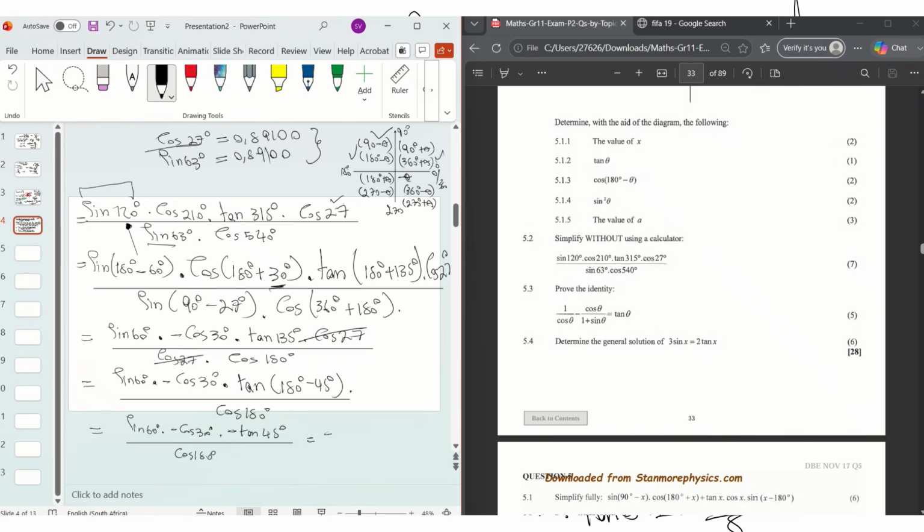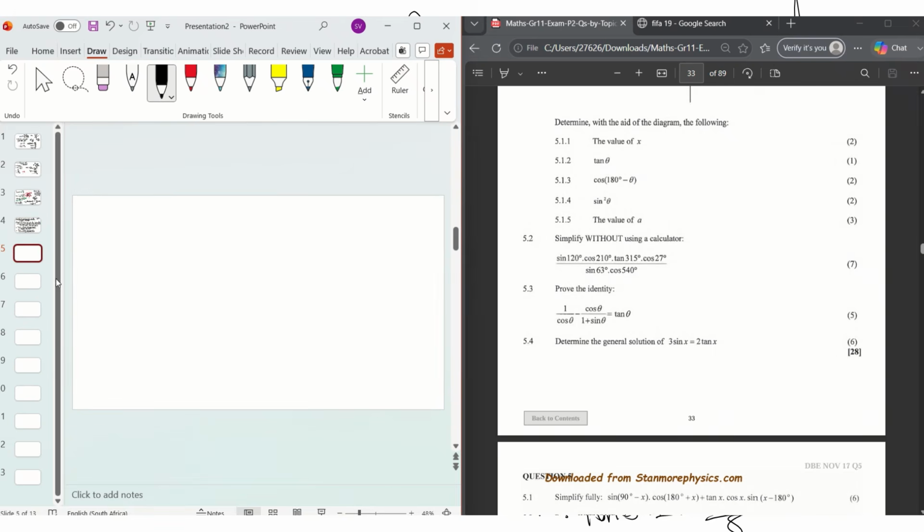So we have negative 3 over 4. Don't forget, guys, our special angles: we have 0, 30, 60, 45, 90, 180, and 360. Those are our special angles, guys. Don't forget. So that is it for 5.2. Now let's go to 5.3, proving the identity.